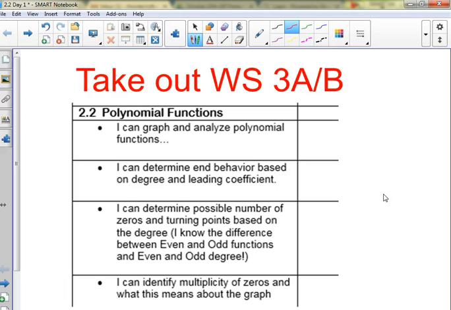I know Reagan's favorite. All right, guys, worksheet 3. So today we're starting section 2.2.